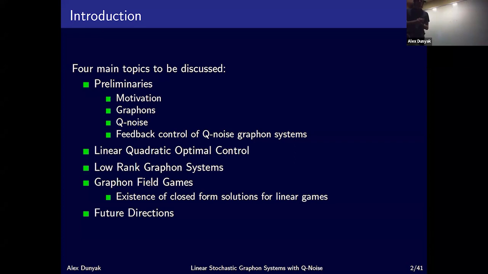stochastic graphon systems. We'll explore a special case where, when the graphon is low rank, the system can be controlled exactly in finite dimensions. And finally, we'll explore something that we call graphon field games, which are a type where each node on the graph is a player in a game, and they are trying to optimize with respect to the other players in a discrete time dynamic system.